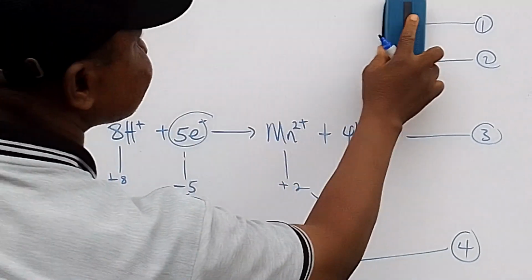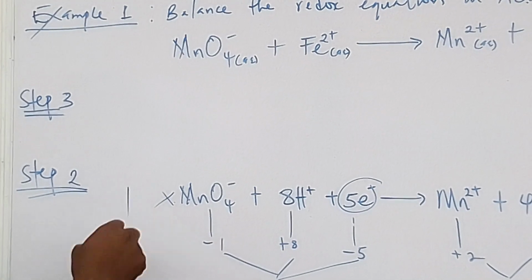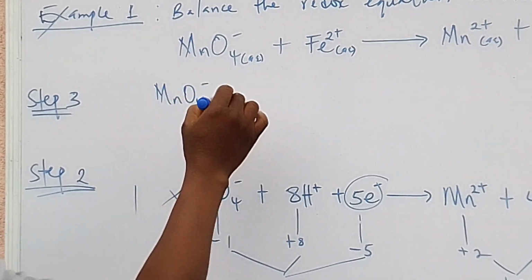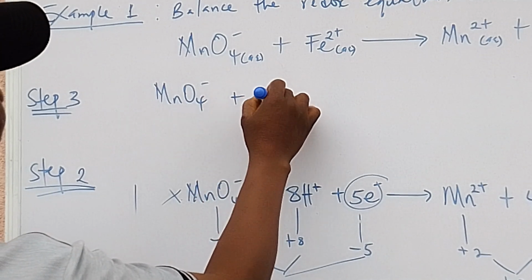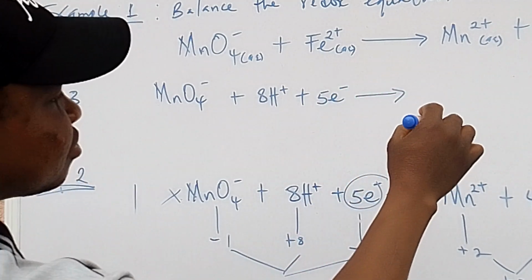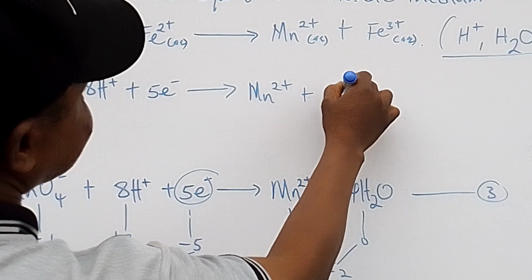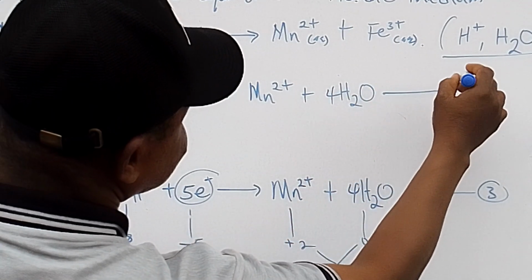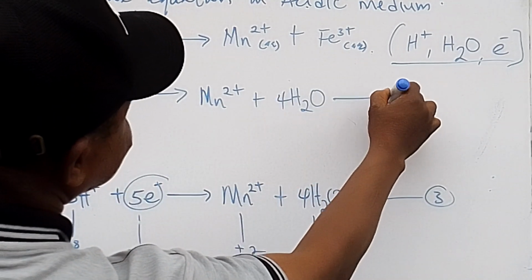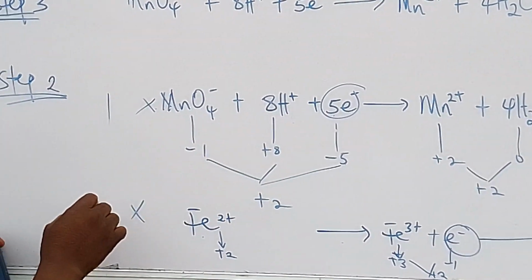So let's quickly do that. Let's look at what we have. When we multiply this equation by 1, we have MnO4- + 8H+ + 5e- producing Mn2+ + 4H2O. This is equation 5. Now, this other equation is multiplied by the coefficient, which is 5.